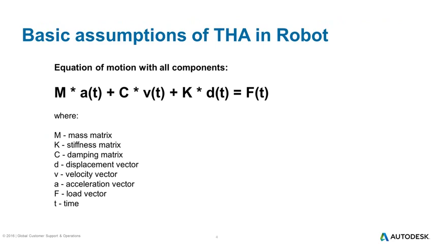On this slide, you can see the basic equation of motion. As you can see, this is exactly the same equation as presented during our previous webinar for FRF and footfall analysis. Let me remind you that for dynamic analysis in Robot, the mass matrix is constant and it doesn't change during the analysis. The same applies to the stiffness matrix for all types of analysis, with the exception of static nonlinear and nonlinear time history analysis.